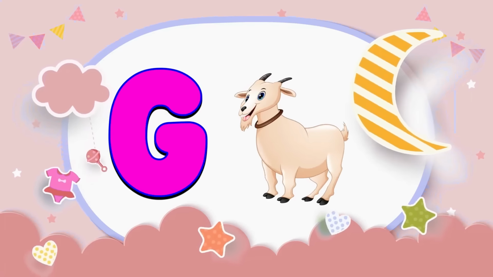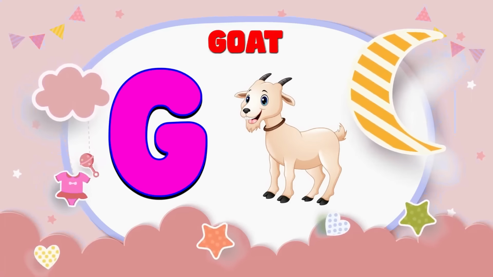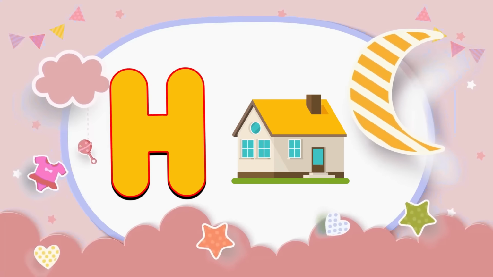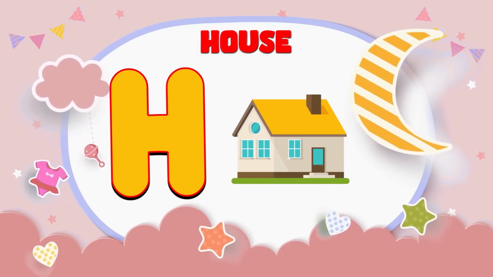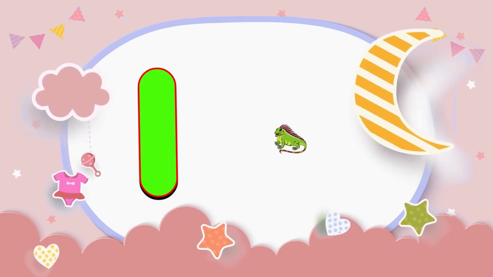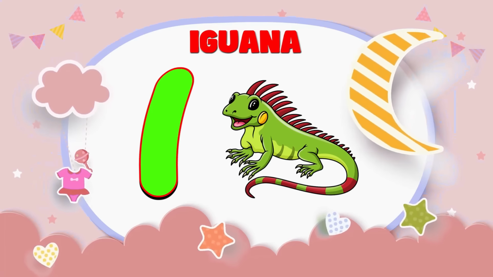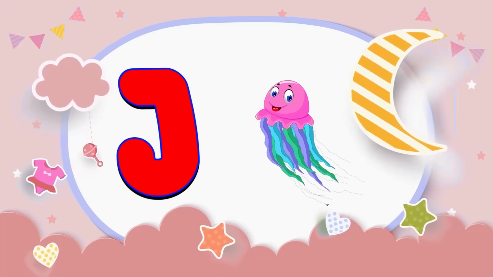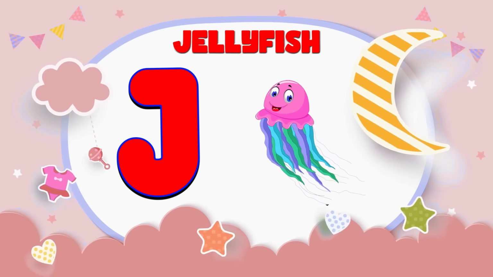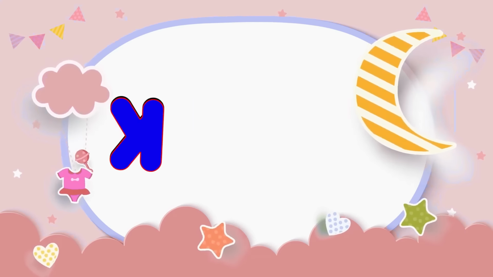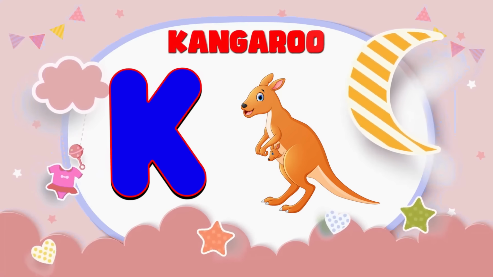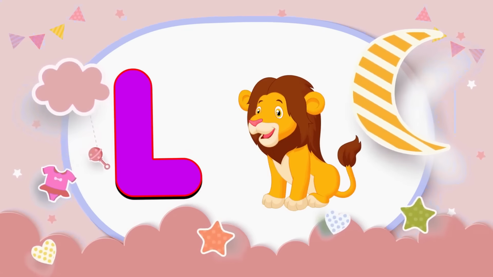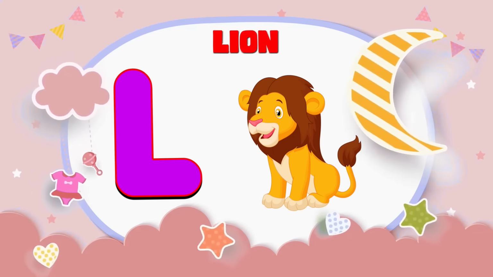G is for goat. H is for horse. I is for iguana. J is for jellyfish. K is for kangaroo. L is for lion.